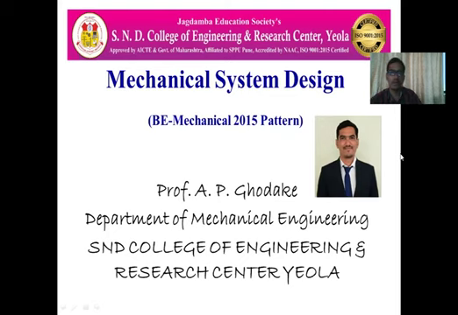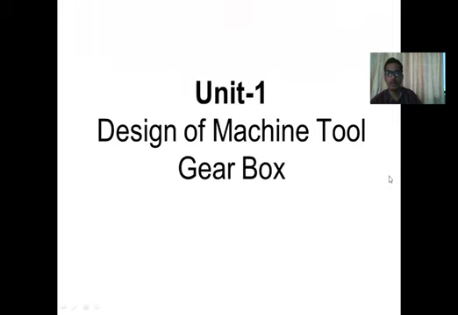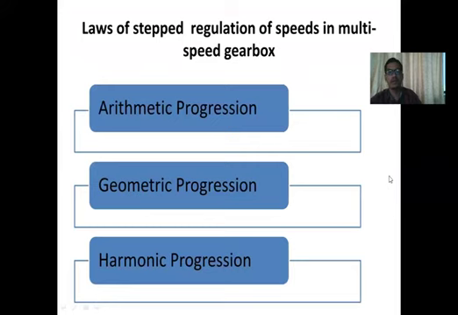So today we will see the topic design of machine tool gearbox. In that, various laws of step regulation of the speeds in multi-speed gearbox. A gearbox, we know, is a mechanical device which is used to transmit the power from prime mover to machine tool by varying the speed, torque, or by changing the orientation of the drive.